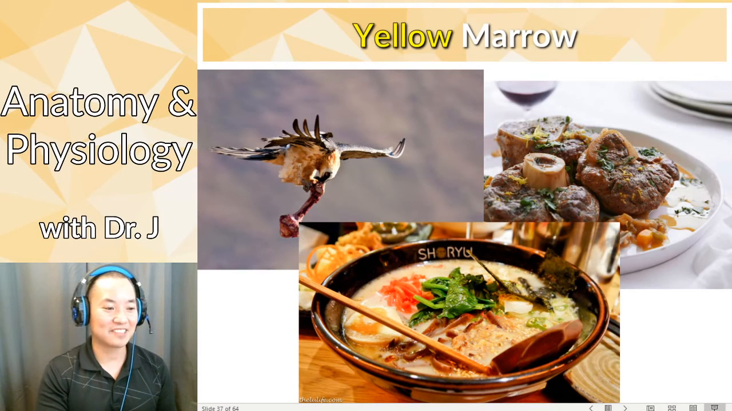So this is why vultures, these birds of prey and raptors, like cracking open those bones. You get all of that calorie-dense, nutritious yellow marrow.